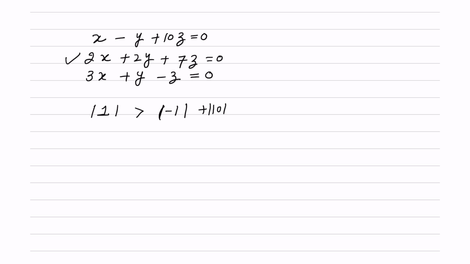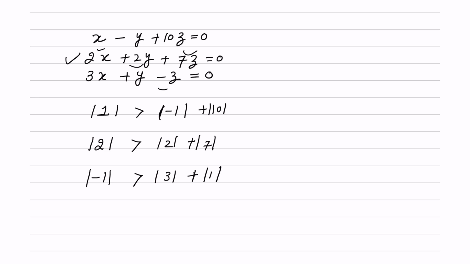And the second equation, here 2 is the diagonal coefficient. Its absolute value should be greater than the absolute sum of the other two coefficients in this equation, which are 2 and 7. And in the third equation, the diagonal coefficient is minus 1. It should be greater than the absolute sum of the other two coefficients, which are 3 and 1. Now let's check if these inequalities are true or not.